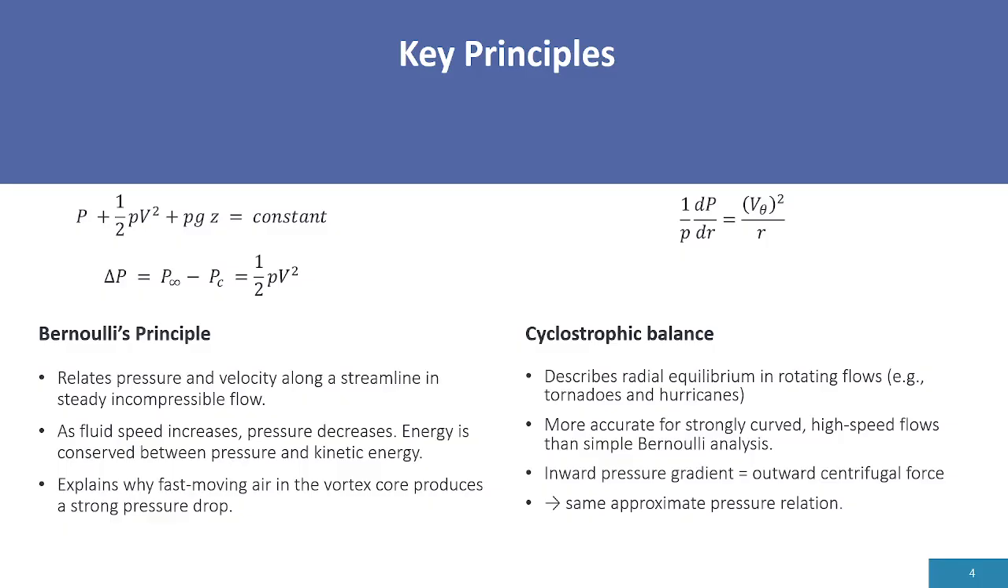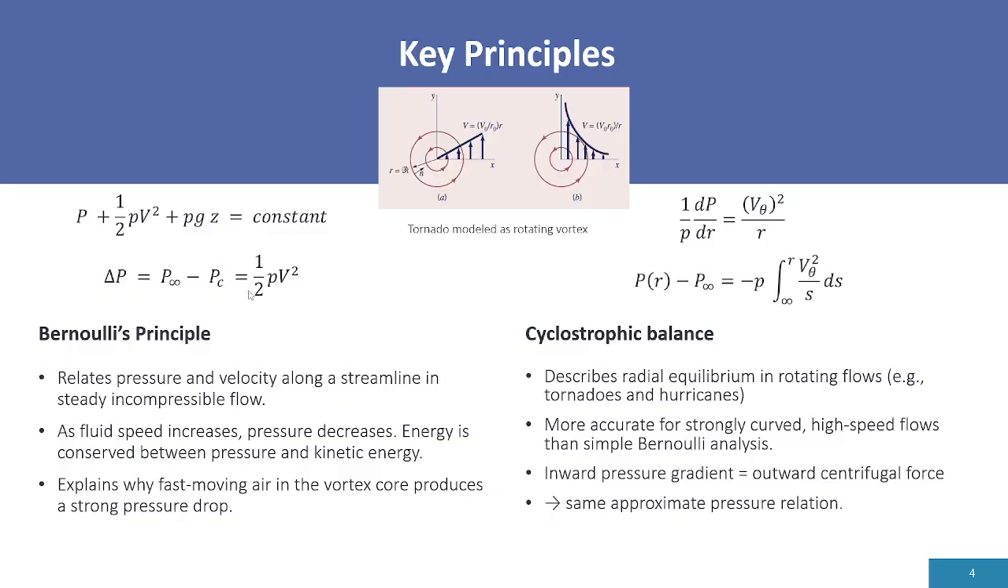When we integrate this relationship for a simple vortex, we get a similar result. The difference in pressure is equal to 1/2 density times velocity squared. So both Bernoulli and cyclostrophic balance lead us to the same prediction, but cyclostrophic balance gives us the physical reason the pressure must drop. The air needs an inward force to stay in a curved path.